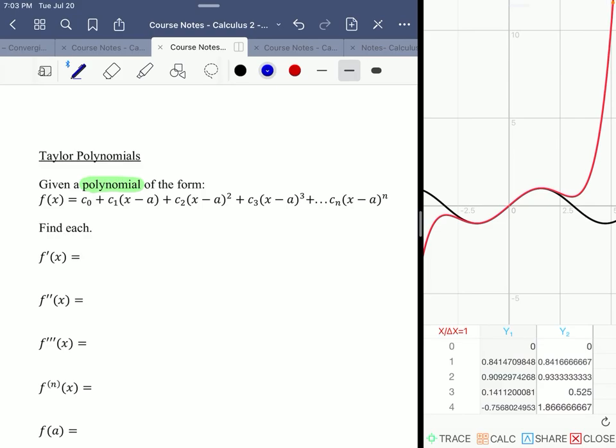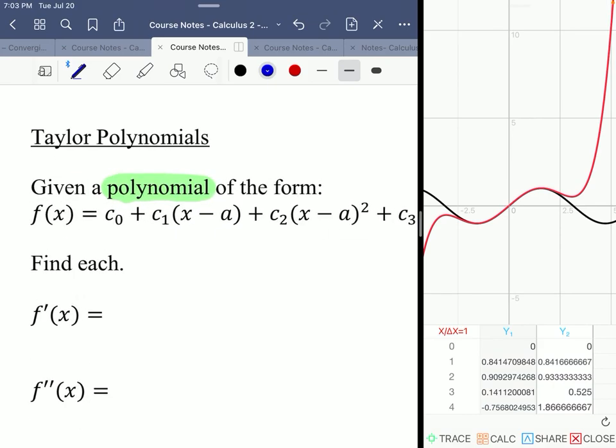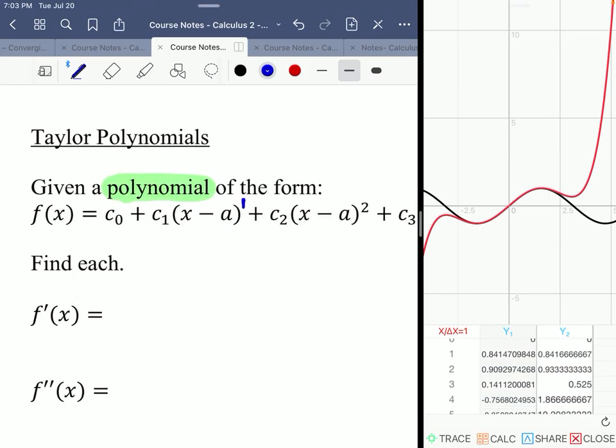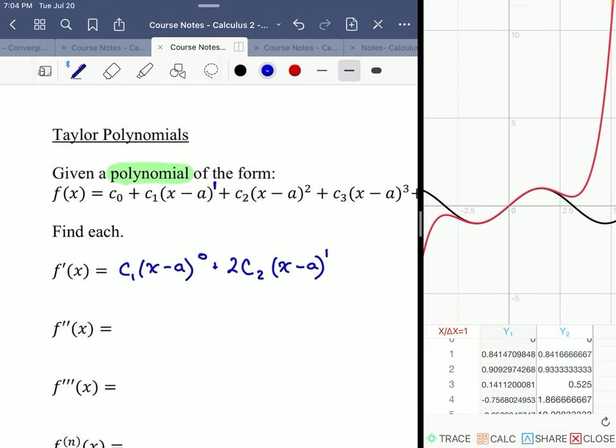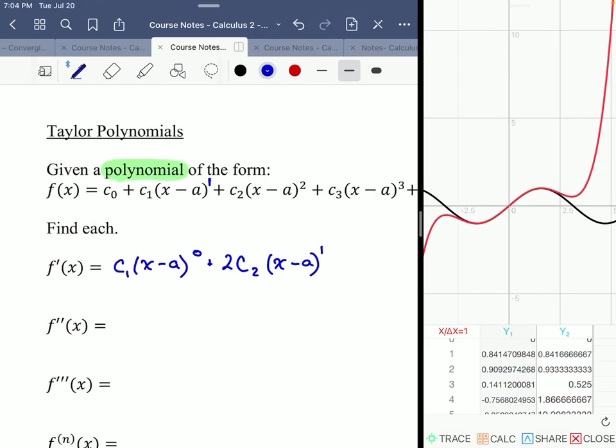All right. And when that happens, I can use a little bit of chain rule here. I'm going to show this being raised to the first power. So 1 times c sub 1 is c sub 1, x minus a to the 0th power, plus 2c sub 2, x minus a to the first power. The derivative of the inner function, since we're taking the derivative with respect to x, is just going to go to 1. So it becomes irrelevant.